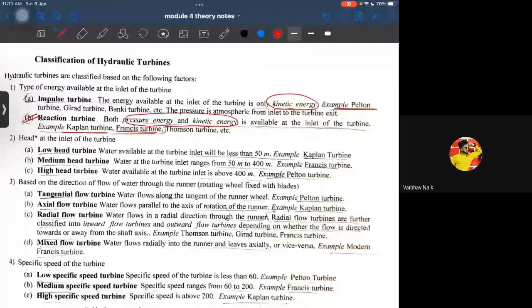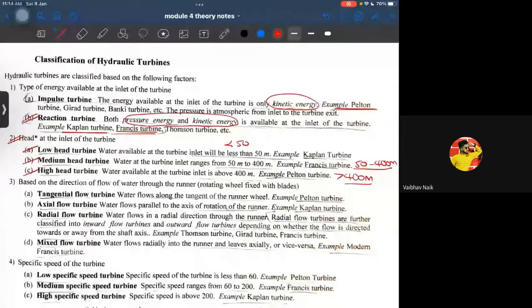Next, based on the head, there are 3 different classifications: low head turbine, medium head turbine, and high head turbine. If the head is less than 50 meters, then it is a low head turbine. If the head is between 50 and 400 meters, then it is categorized as a medium head turbine. If it is more than 400 meters, then it is a high head turbine. The best example of a low head turbine is Kaplan, medium is Francis, and high head is Pelton.